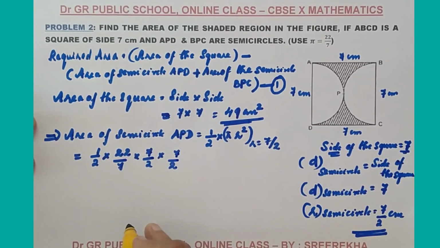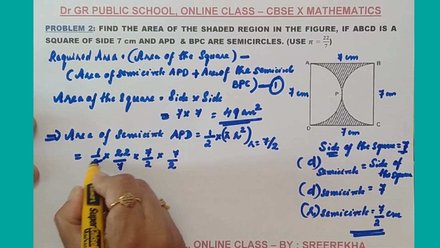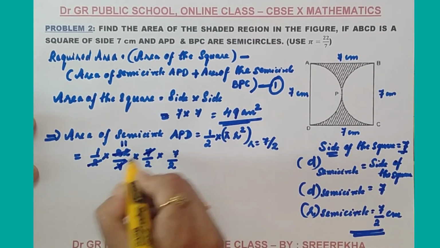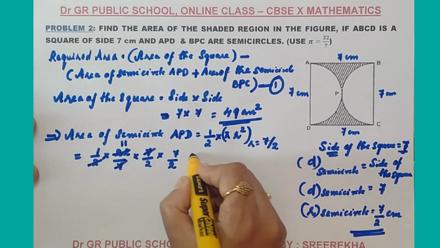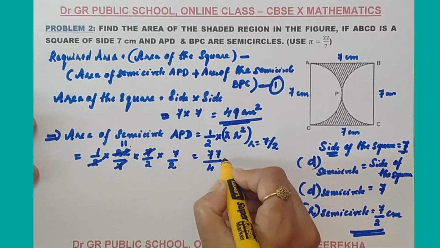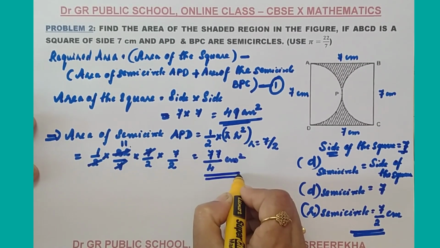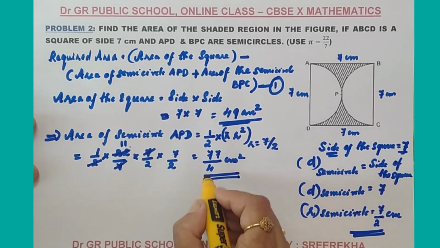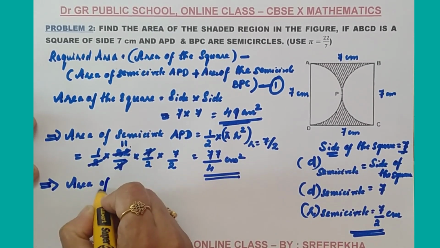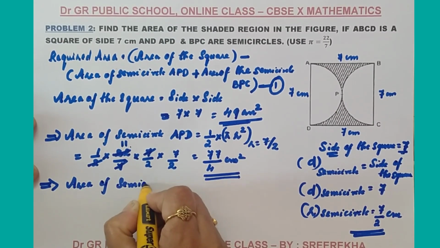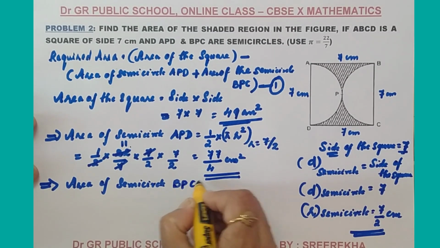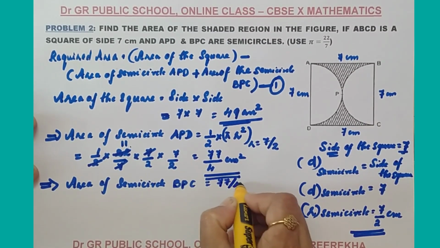We need to substitute. So that 2 cancels with this 22, 11 times. 7 cancels with this 7. Now the remaining is 11 into 7, that is 77 divided by 4 centimeter square. Area of the semicircle APD equals 77 by 4 centimeter square. So the same will be the area of the right side semicircle, BPC. BPC also has the same area, 77 by 4.